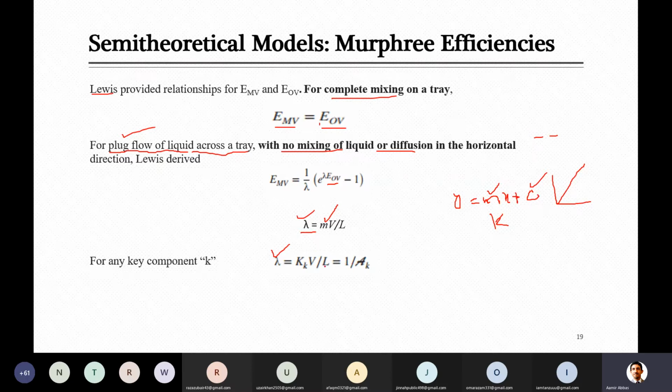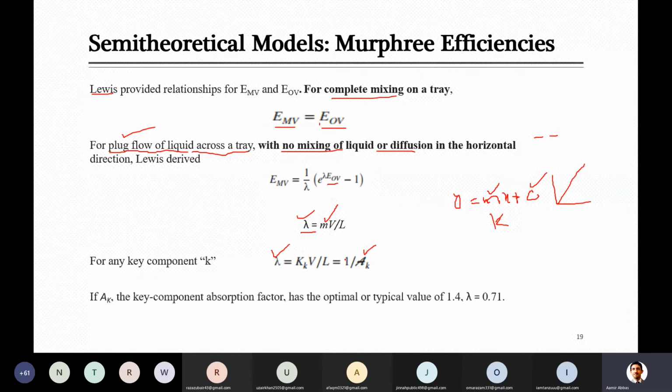And you already know that L over kV is equal to the absorption factor. So this gamma is just the reciprocal of the absorption factor. For the absorption factor, we studied earlier that the optimum value is 1.4. If that is less than 1.4, there will definitely not be good absorption, or the required absorption will be less, and the component not absorbed will be more. So when we reach 1.4, it gets quite close to 100%.